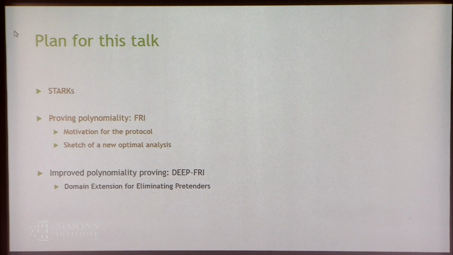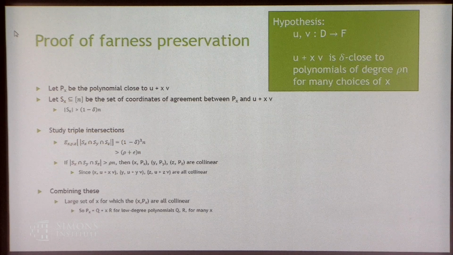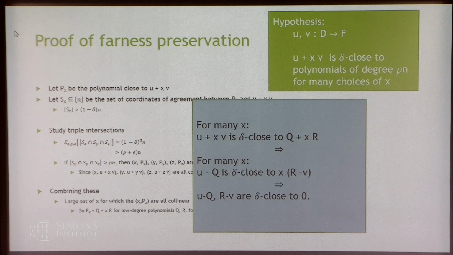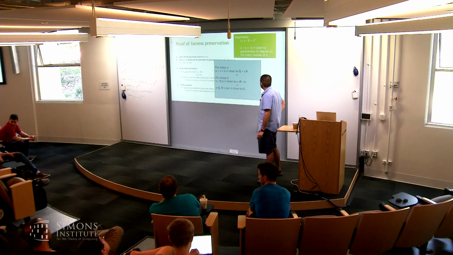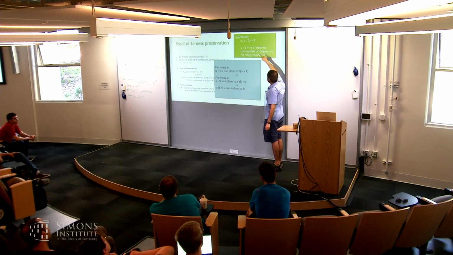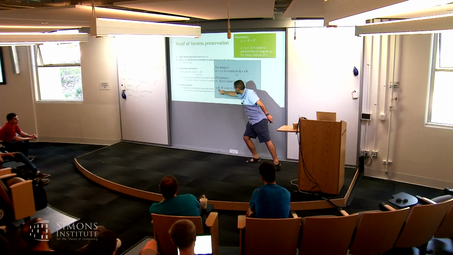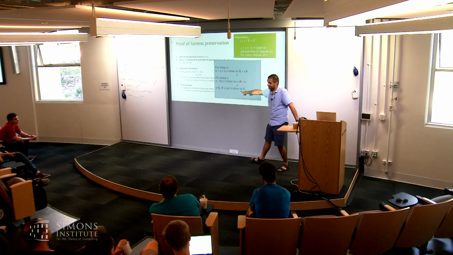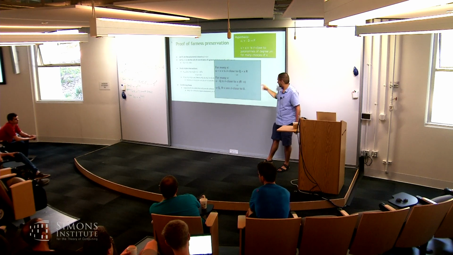Finally, I'm going to say a little bit about DEEP-FRI. So DEEP stands for Domain Extension for Eliminating Pretend. So it's farness preservation. I'm doing it in the contrapositive. If for many x's, u plus xv is close, u is close to some polynomial and v is close to some polynomial. And that's what we did.